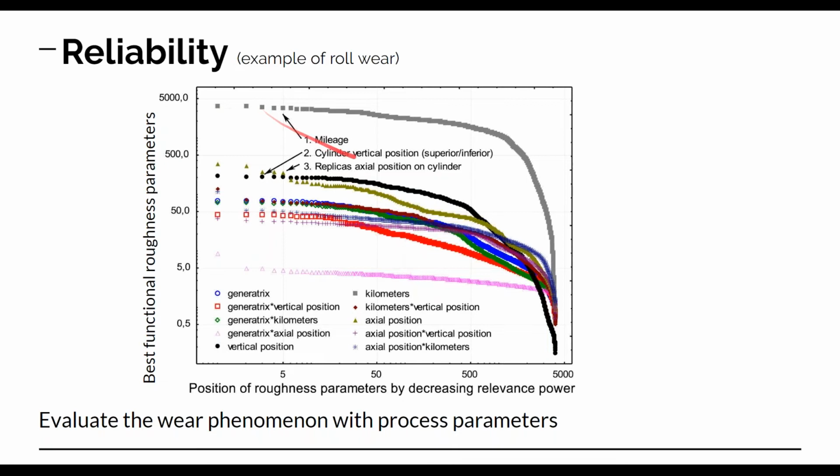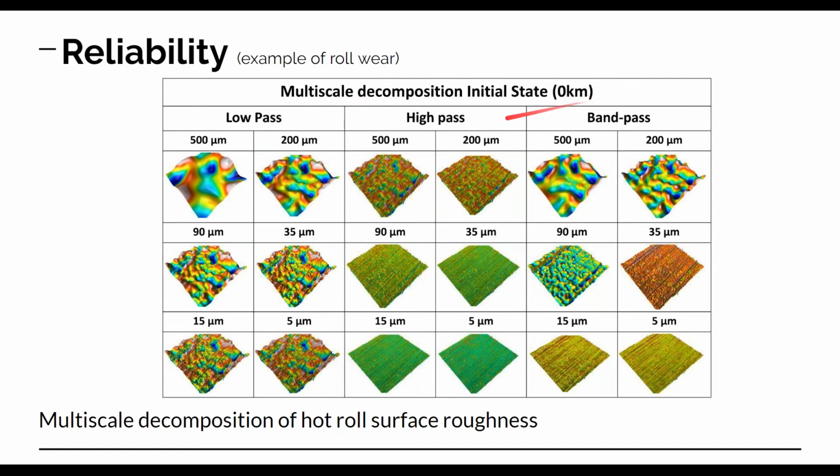So we can see that the mileage creates the most wear of the roll. After, here is the best parameter we can use to model our process and the connection between the wear and roughness parameters. Here is an example for a new roll at different scales. That's the way the tool MesRug works. So you have a multi-scale decomposition of all the parameters.